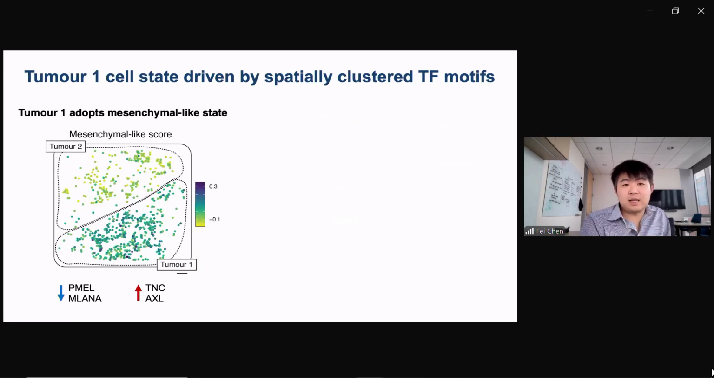You can test this hypothesis a little more by scoring tumor cells on the expression of mesenchymal-like state genes. You can see here that tumor 2 has a very low expression of these genes, and tumor 1 has a very high score. Basically, in tumor 1, you're downregulating PMEL and MLANA, which mark the melanocytic-like, epithelial state, and upregulating TNC and AXL expression, which is associated with this mesenchymal-like transition.